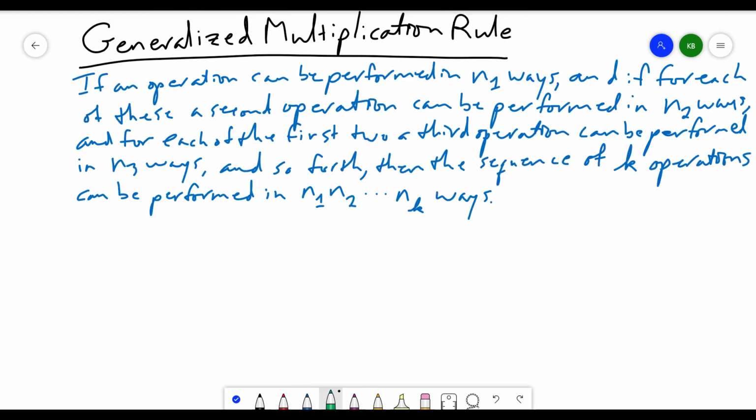A more common version of this rule that you'll be using, because you usually have more than 2 operations being performed, is the generalized multiplication rule. So what this says is, if an operation can be performed in n sub 1 ways, and if for each of those a second operation can be performed in n sub 2 ways, and for each of the first two, a third operation can be performed in n sub 3 ways, and so forth, then the sequence of k operations can be performed in n sub 1 times n sub 2, all the way up to multiplying by n sub k ways.